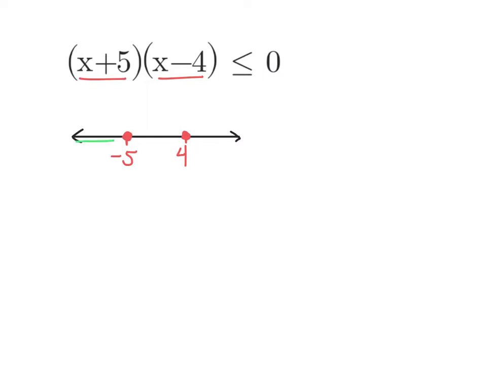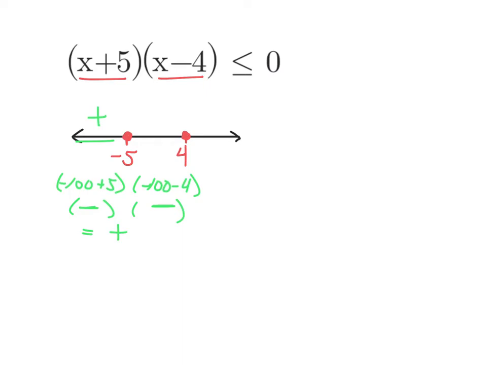So we pick a number here that's smaller than negative 5, like negative 100. Okay. If I do negative 100 plus 5 and negative 100 minus 4, I really don't care what their values are. All I care about is their sign. And negative 100 plus 5 is negative. Negative 100 minus 4 is negative. So I'm going to take this negative number and multiply it by another negative number. That's going to give me a positive number. So every x value that's smaller than negative 5 is going to make the product positive.